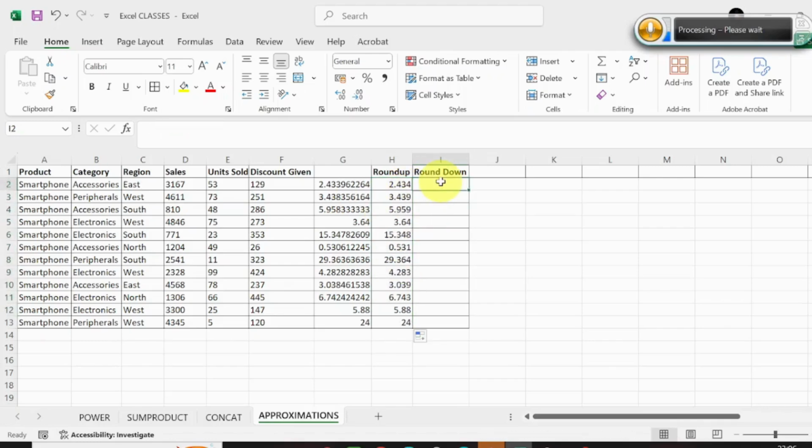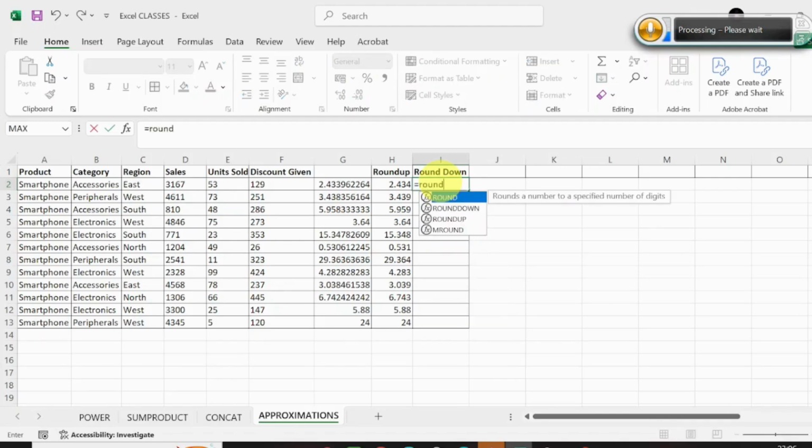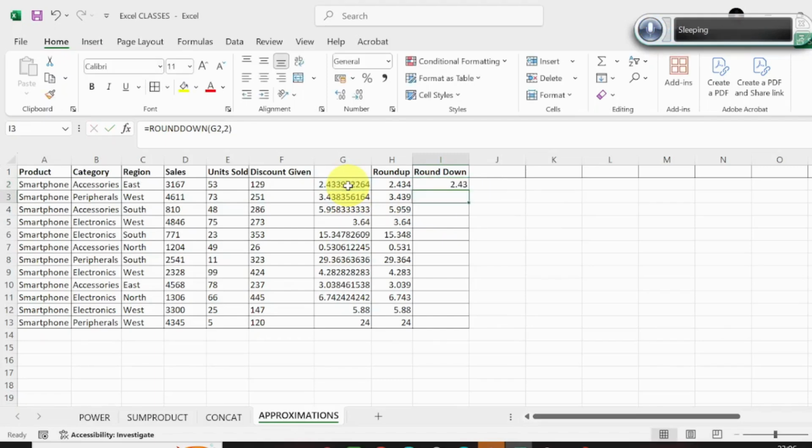Now if you want to round down into any number of decimal places, it means you want to reduce what you're working with. Once you double click this and you pick the value you want to work with, even if you assume that you want to round down to 2 decimal places and you press the enter key, you realize that this answer is giving us 2.43. I'm picking these to 3 decimal places, just like this.